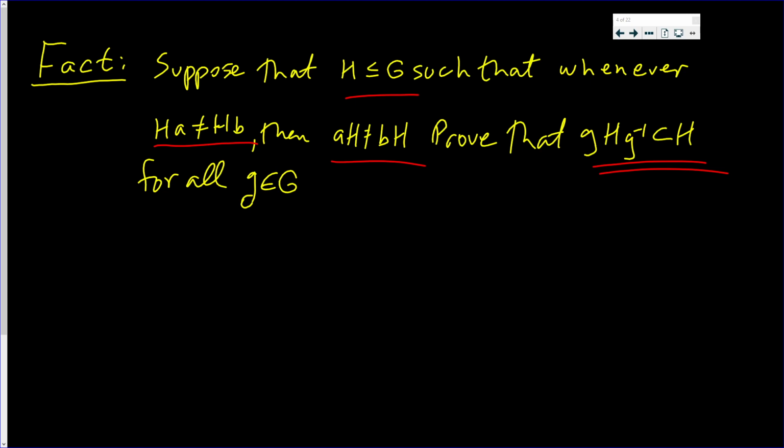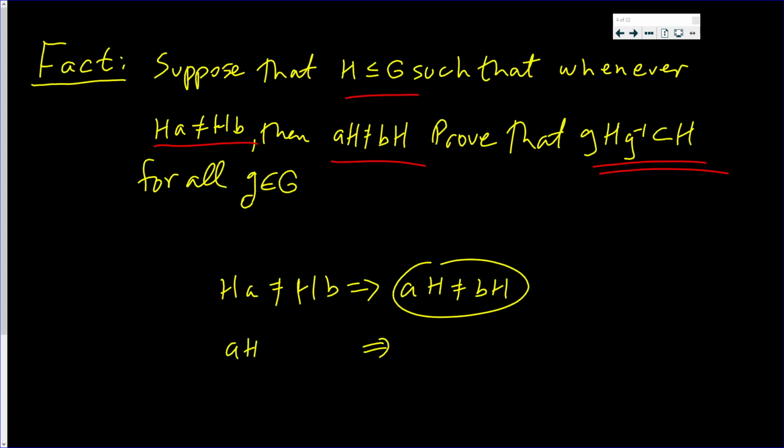Well, you need to understand that if HA is not equal to HB implies that AH is not equal to BH, okay, let's erase the if. I could negate this and put it first, contrapositive. This means that if AH equals BH, then this statement here is not true. It's not true that HA and HB are not equal. Oh, you mean they're equal?